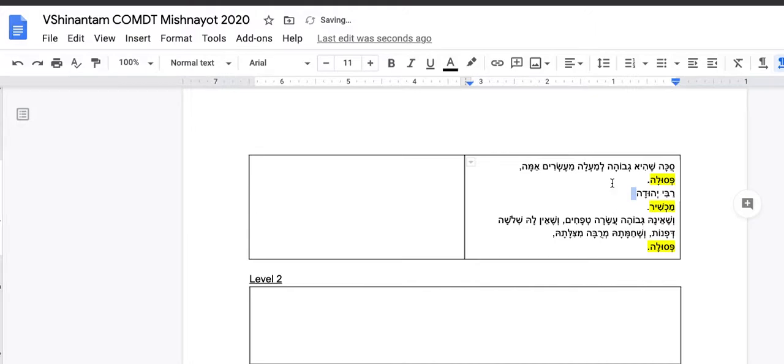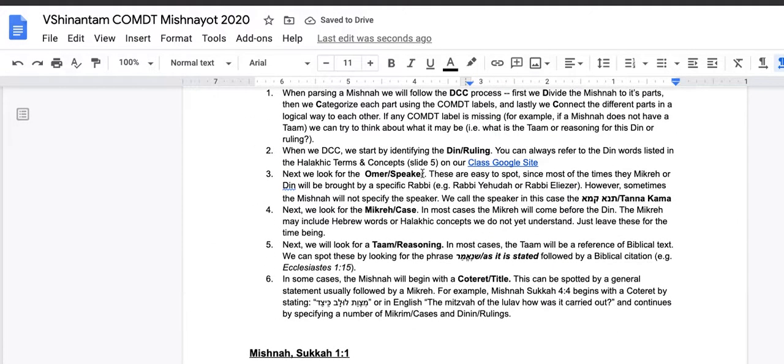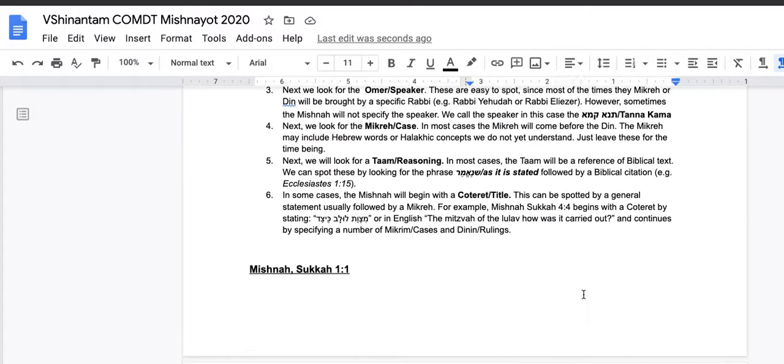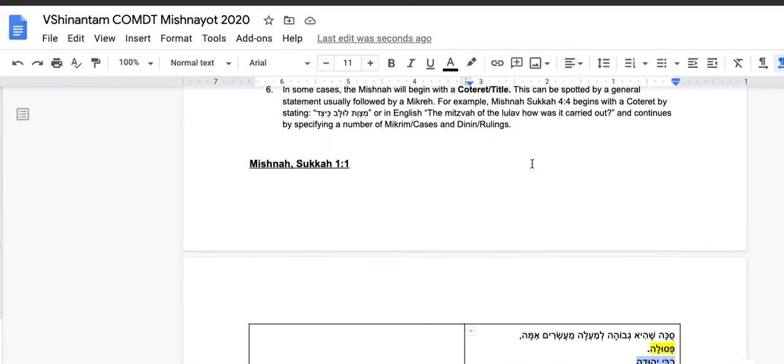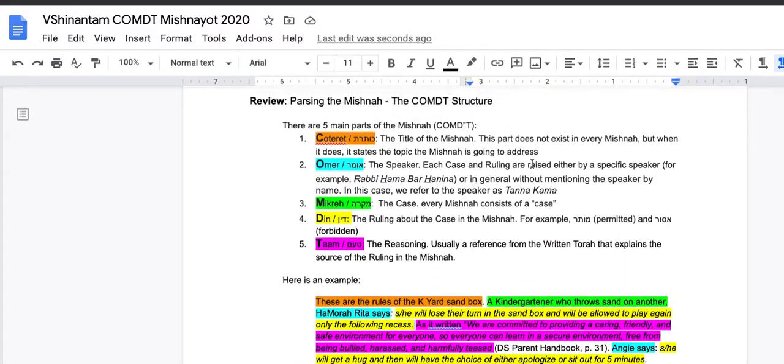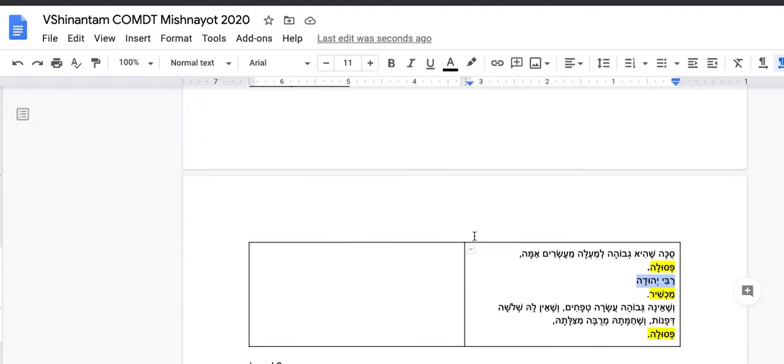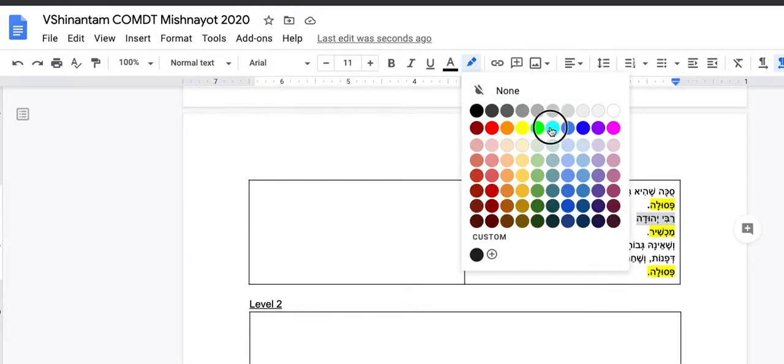So the next step is to look for the speaker. Let's see if we have speakers in here. Do we have any rabbis? Right away, this jumps out to me. Rabbi Yehuda is the name of a rabbi, and Rabbi Yehuda says machshir. He says that it is kasher, it is valid. And so we are going to look for the right color for Omer, and it is this turquoise color. So I'm going to highlight it with turquoise.